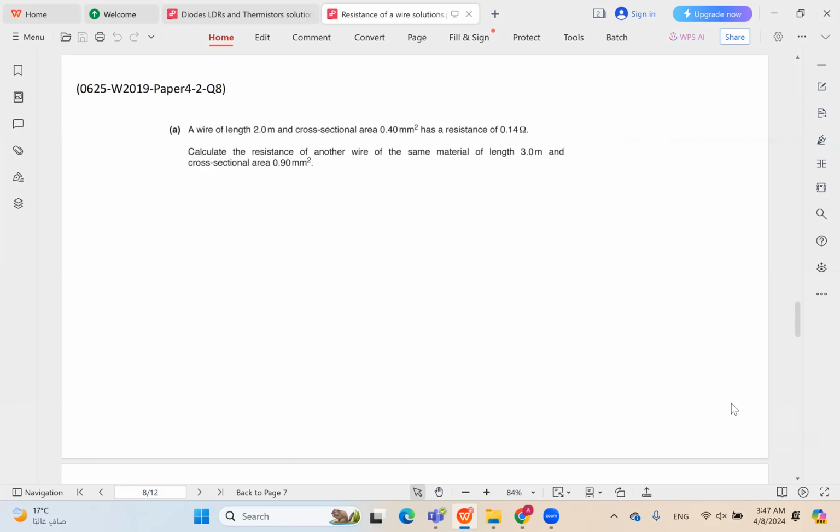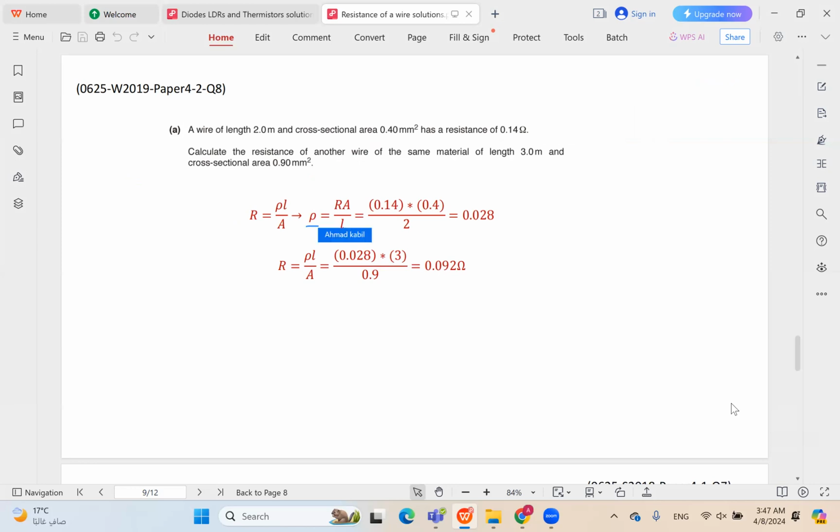A wire of length 2 meters and cross-sectional area 0.4 has a resistance of 0.14. Calculate the resistance of another wire of the same material of length 3 and cross-sectional area 0.9. So in this case, it's easier to just calculate the value of rho. So we are given that R equals rho L over A, and we are given that they have the same material. So since they have the same material, therefore they have the same value of rho.